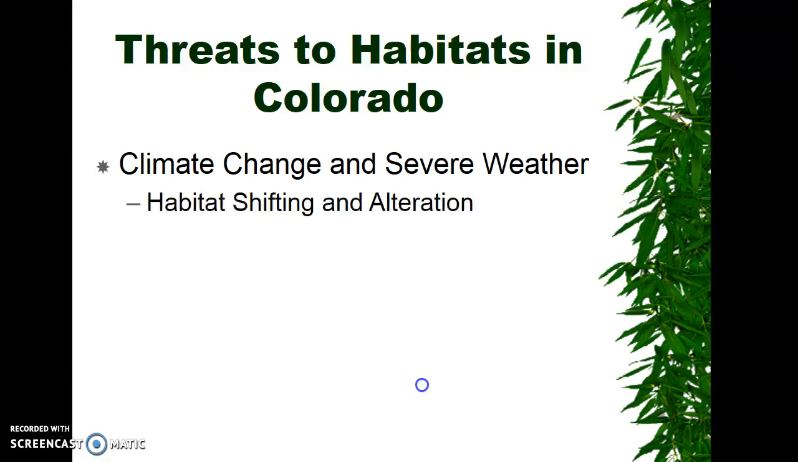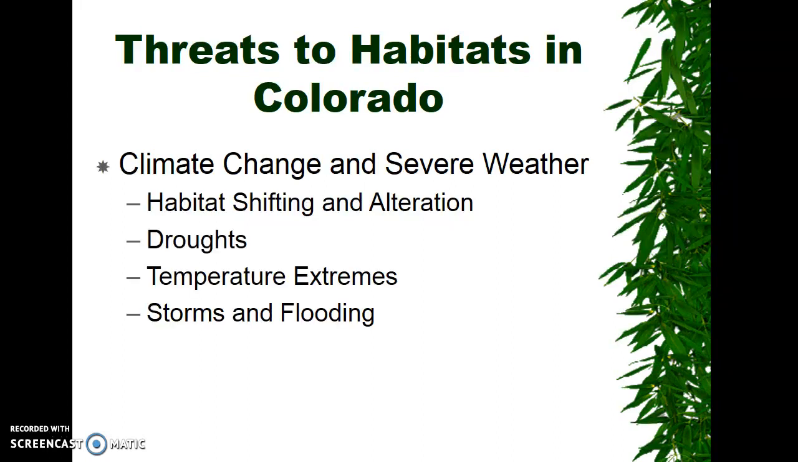Climate change and severe weather. This is a big one coming our way. Habitat shifting. We might start to get communities shifting to becoming more dry land species along our Front Range. Droughts, temperature extremes, storms and flooding, these events all being the result of climate change and having these severe weather events. Okay, that wraps up our lesson on habitat.